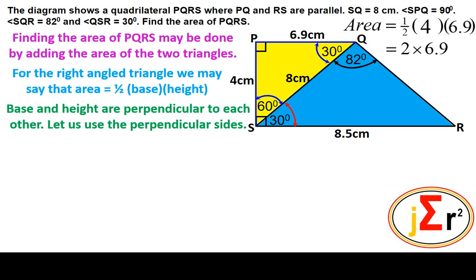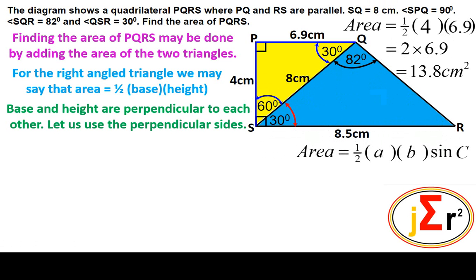Now, what do we have there? You can easily see that half of 4 is 2, and then we multiply 2 by 6.9. An easy way to do that is to multiply 2 by 7 and you will get 14. And then you're going to think about subtracting in order to make an adjustment. You will get 13.8. So that will be, I hope I'm correct. Yes, I'm correct. 13.8 centimeters squared or square centimeters.